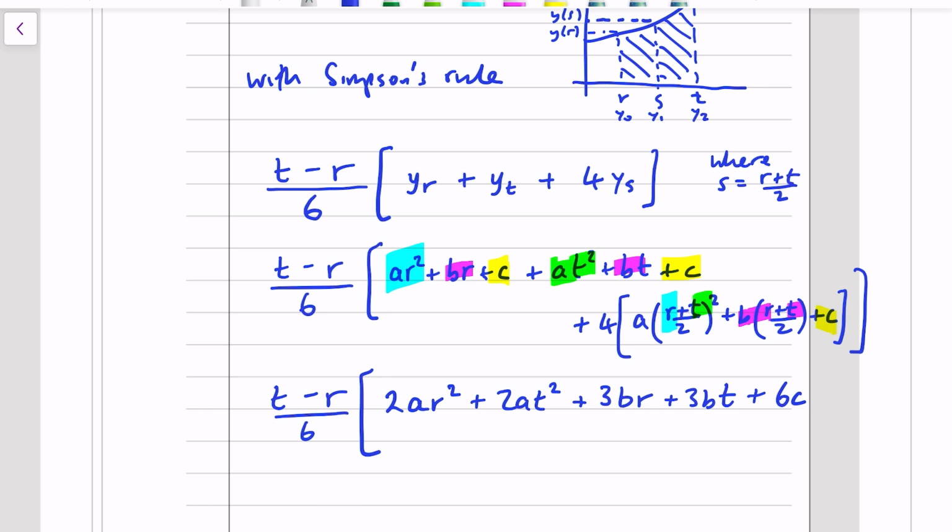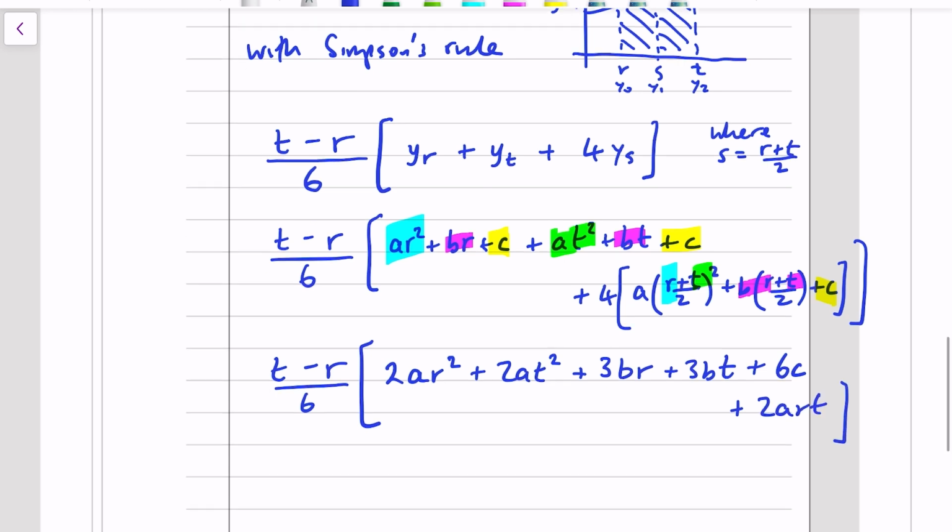And lastly, there's an rt term, which is inside the squared. When you expand the (r plus t over 2) all squared term, you get 2rt, but it's divided by 4, and then it's times by 4, so it's 2rt times a, so we get 2art. Oh, how great thou art.